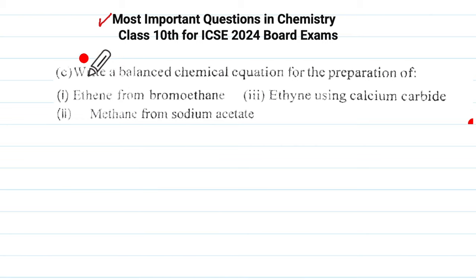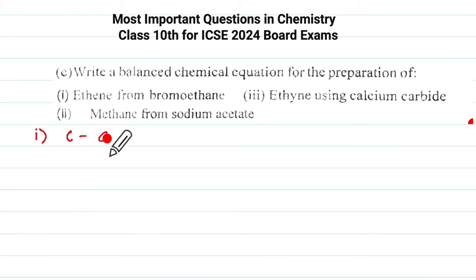Now the type that you can get, number one, is write balanced chemical equation. Now in balanced chemical equations, organic chemistry sometimes can be challenging. Let us look at the first reaction, ethene from bromoethane. So we have ethene to be prepared from bromoethane.